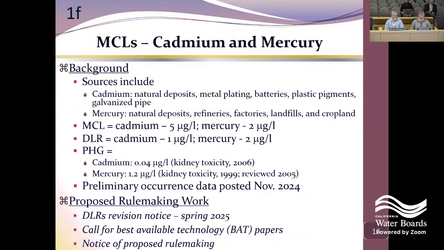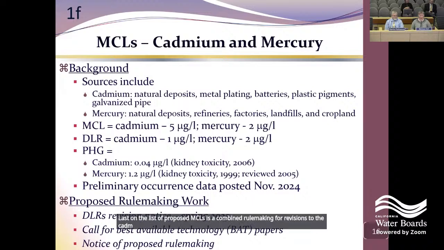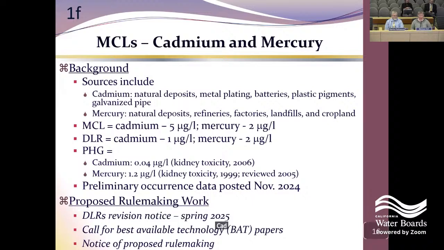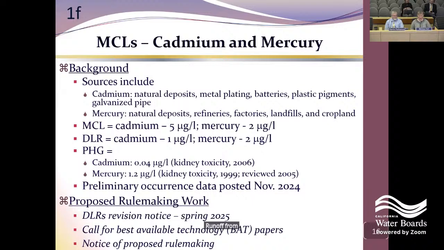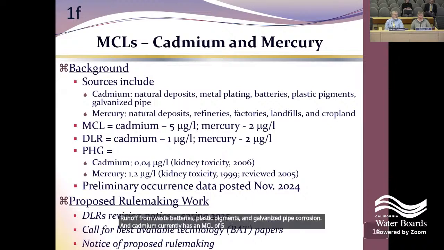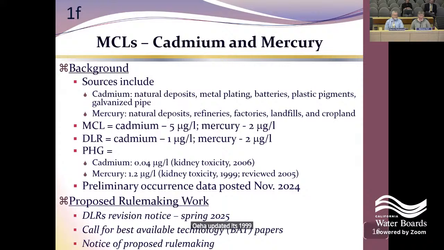Last on the list of proposed MCLs is a combined rulemaking for revisions to the cadmium and mercury MCLs. Cadmium is a naturally occurring element found in soil and mineral deposits, metal plating discharges, runoff from waste batteries, plastic pigments, and galvanized pipe corrosion. And cadmium currently has an MCL of 5 micrograms per liter and a detection limit for purposes of reporting of 1 microgram per liter. OEHHA updated its 1999 cadmium public health goal in 2006 to 0.04 micrograms per liter based on kidney toxicity.